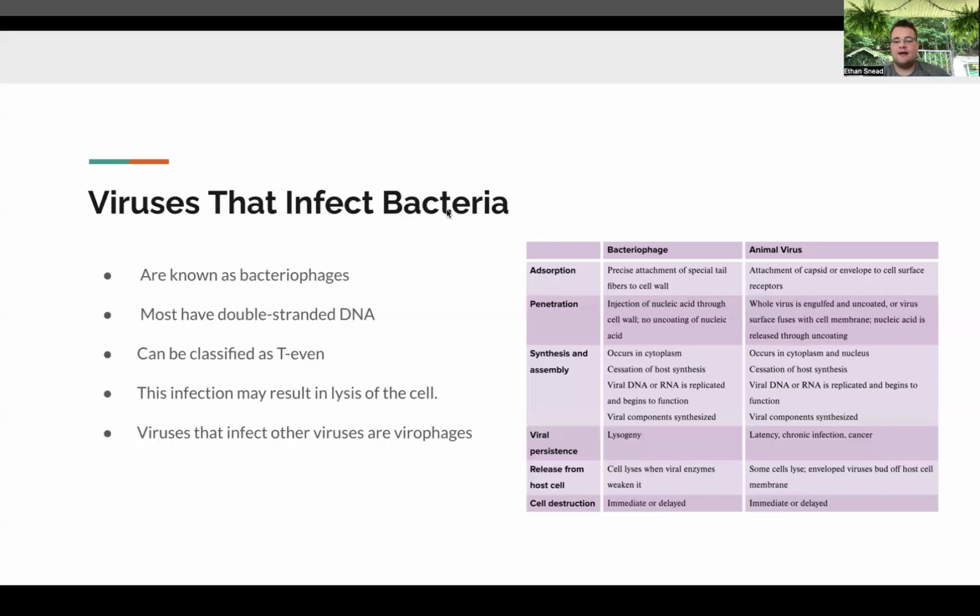To the right here, we have a chart that lists the differences between the different types of multiplication phases between bacteriophages and animal viruses. We can go through one of these, which is absorption. In absorption of the bacteriophage, there is a precise attachment of the tail fibers, and these attach to the cell wall. As we discussed earlier, animal viruses attach through the capsid or the envelope to the cell's receptors that are on the surface.